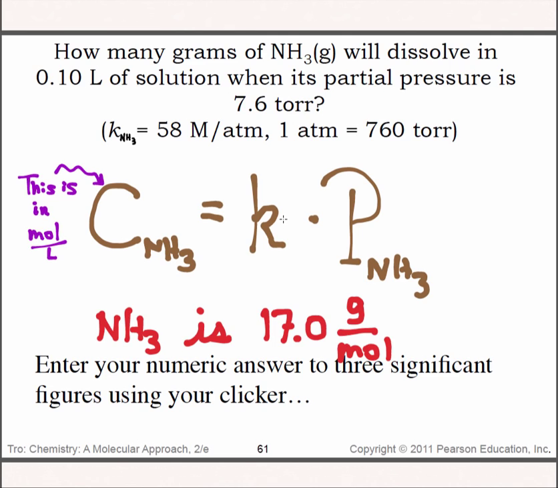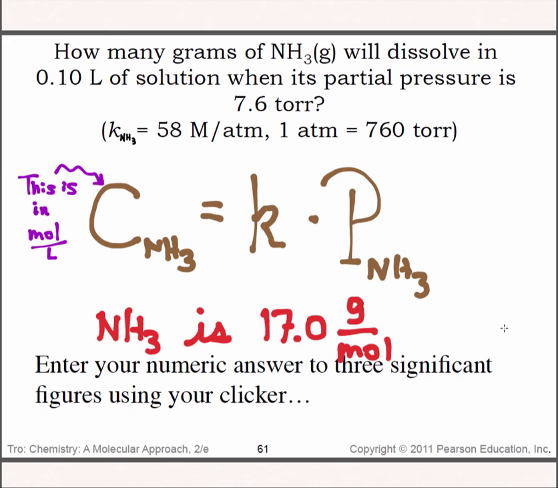But still, ammonia is a nasty gas, so maybe we don't want to jack the pressure up too much and take the risk of coming in contact with too much ammonia. Okay, so 7.6 torr. What's that? 1/100th of an atmosphere. So what would the concentration be? How many grams of NH3 will dissolve? Well, first we might have to find the concentration and then work from there.